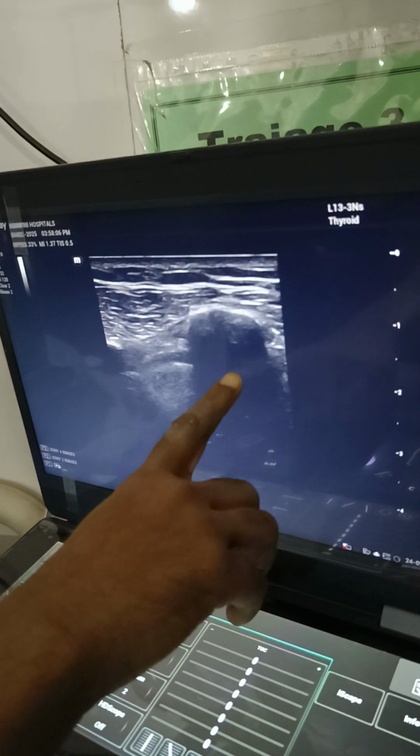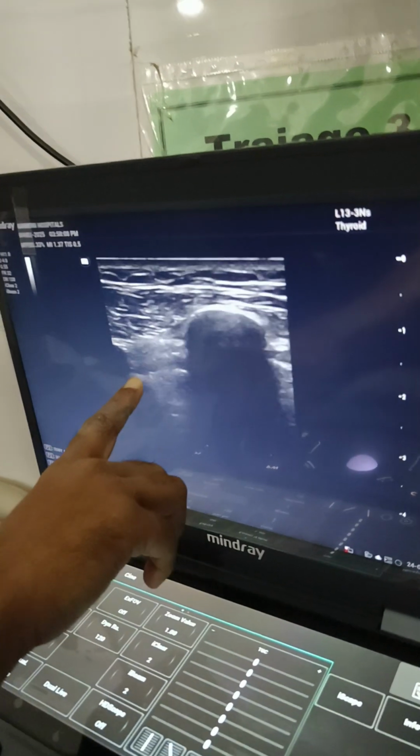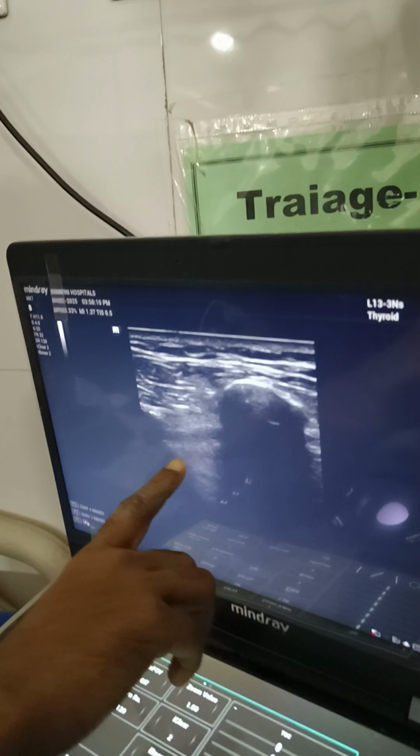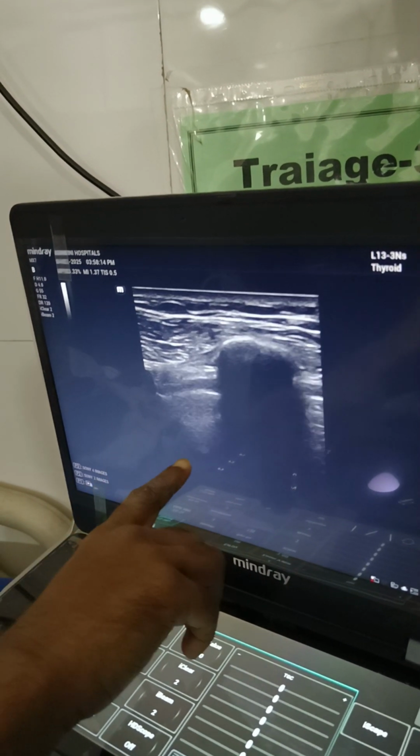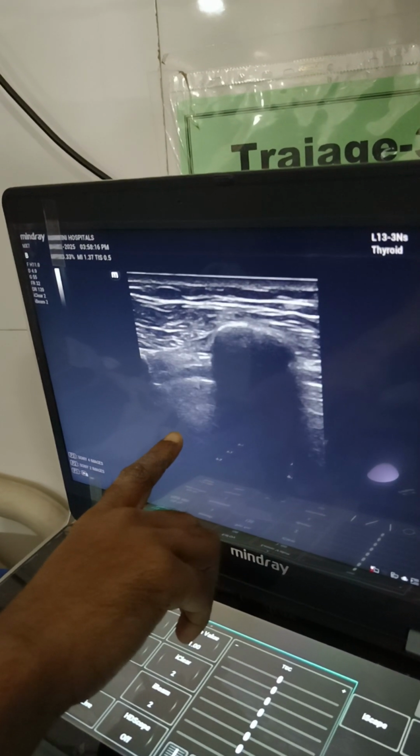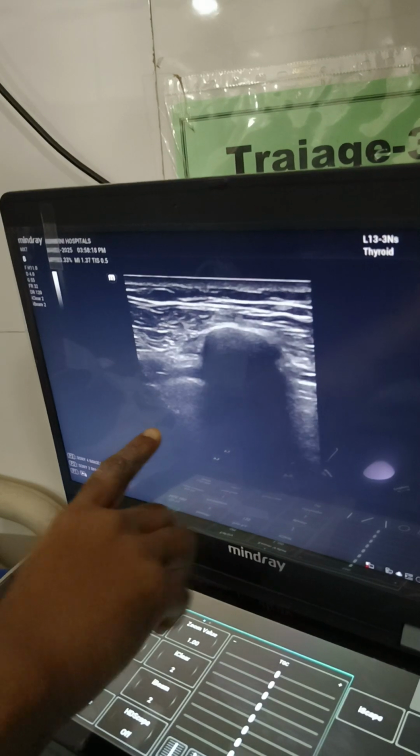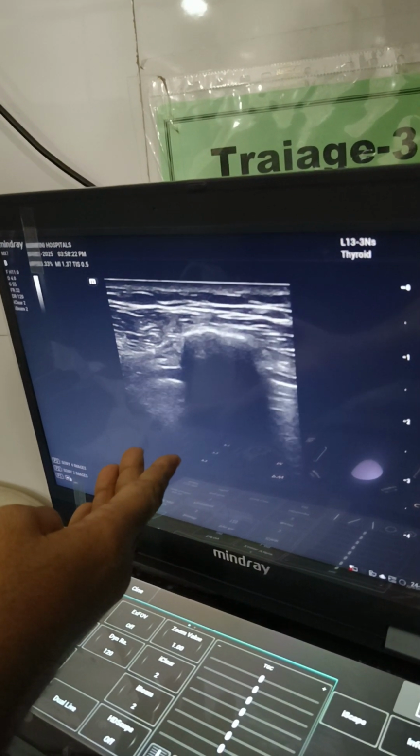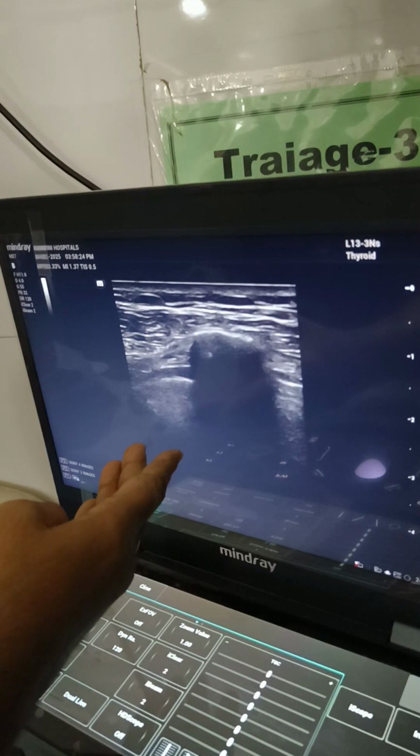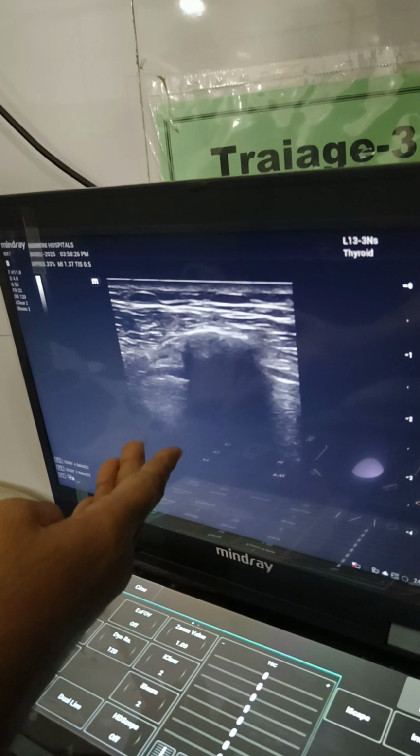See, this is the shadow behind the rib. This is the intercostal space. We don't see that bright pleural line, and there is no sliding of pleura. No movement of those vertical lines which are seen on the normal side. That means there are no B lines either.